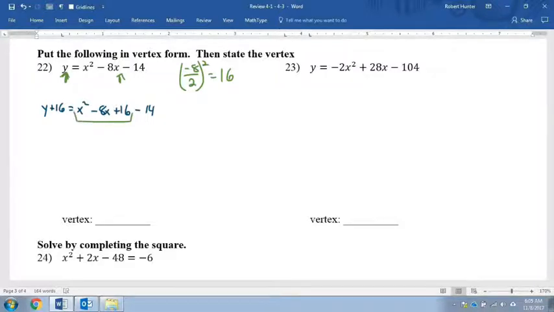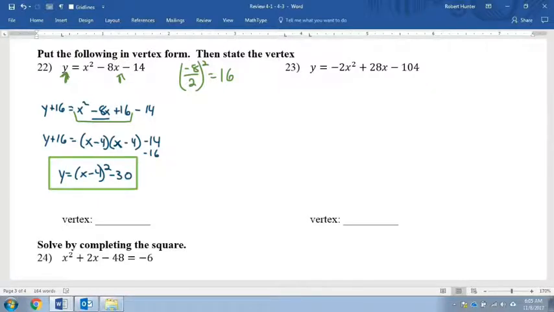So that's y plus 16, and if we factor that out, we get x on the left, 4 on the right, and they have to be negative to get back to a negative 8. Right, minus 14. Move the 16 over, so I'll subtract the 16. That's y equals x minus 4 squared. 16 minus 14, that's negative 30. And that's your vertex form.